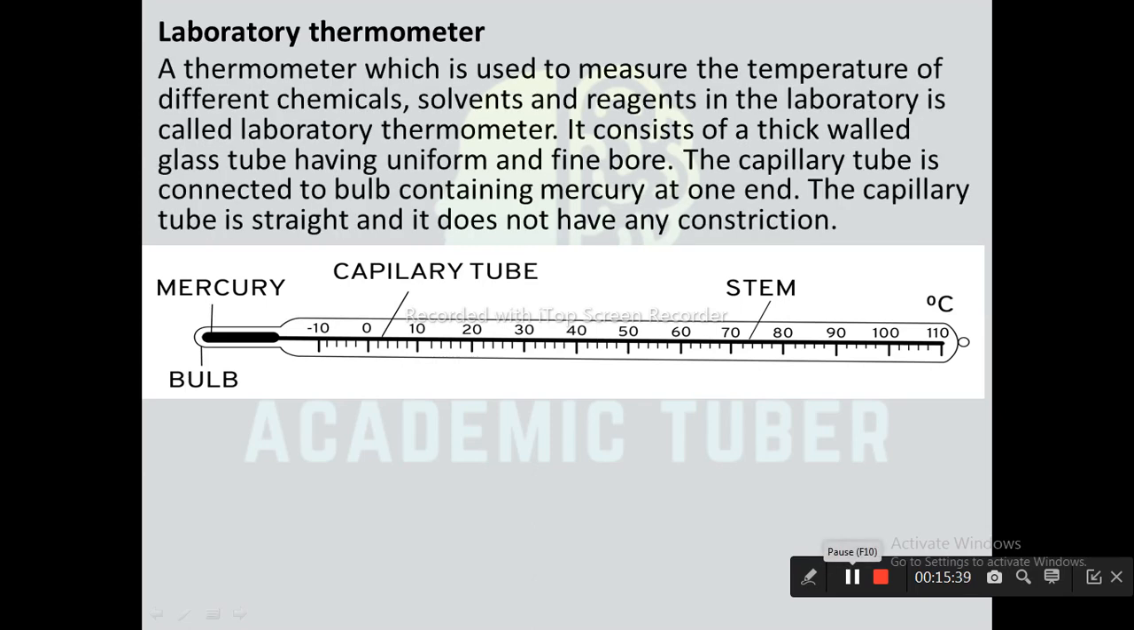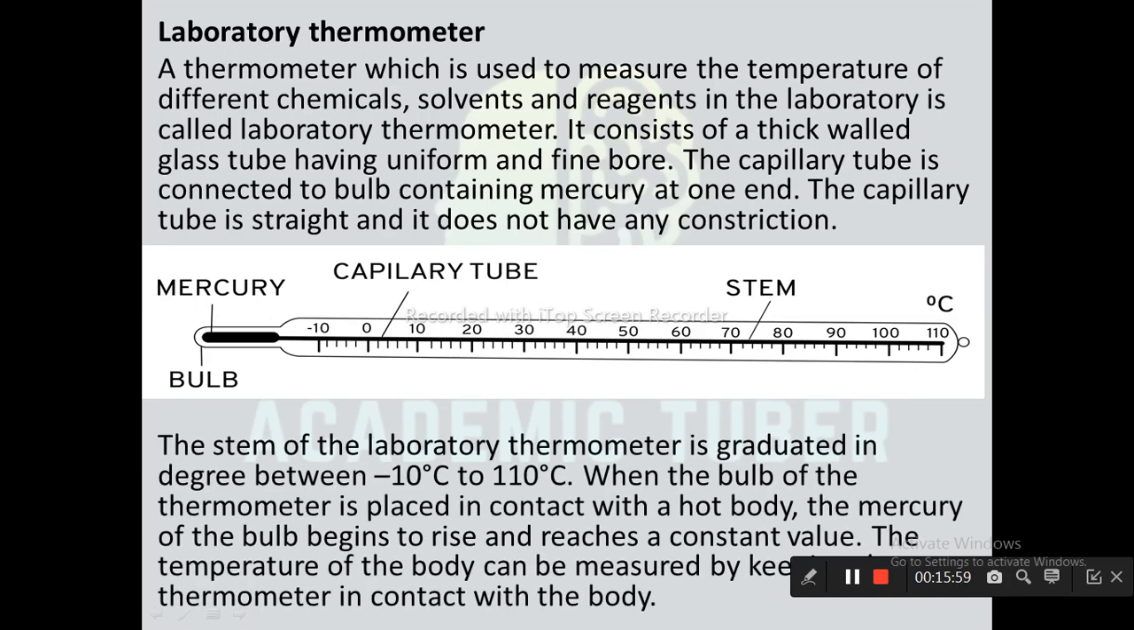A thermometer which is used to measure the temperature of different chemicals, solvents, and reagents in the lab is called laboratory thermometer. It consists of a thick white glass tube having uniform and fine bore. The capillary tube is connected to bulb containing mercury at one end. The capillary tube is straight and it does not have any constriction. The stem of laboratory thermometer is graduated in degree between -10 degrees Celsius to 110 degrees Celsius as shown in the figure.